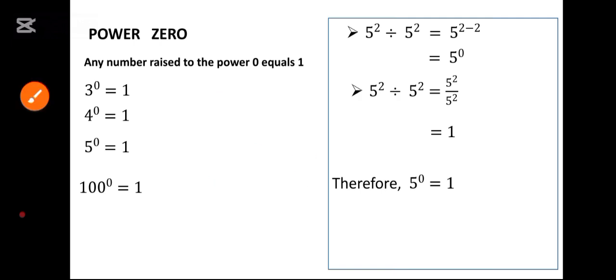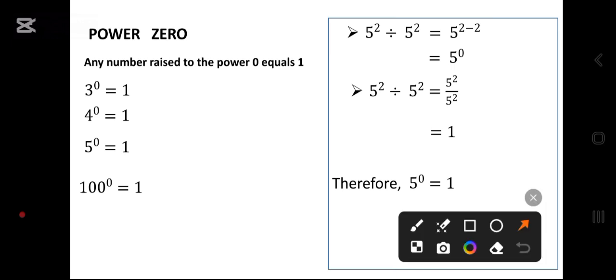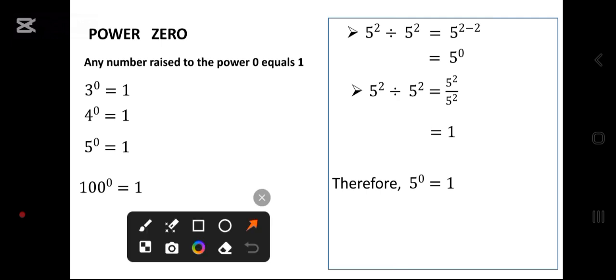The question some of you would like to ask me, how did we get any number raised to power 0 becoming 1? Take a look at this box. So we are going to illustrate it now. So we are going to use the division law to express it. We have 5 raised to power 2 divided by 5 raised to power 2.